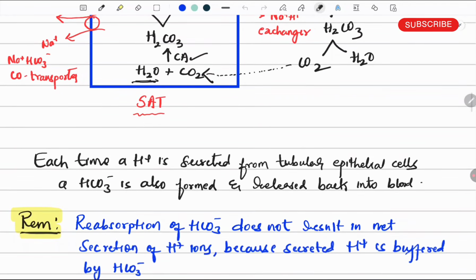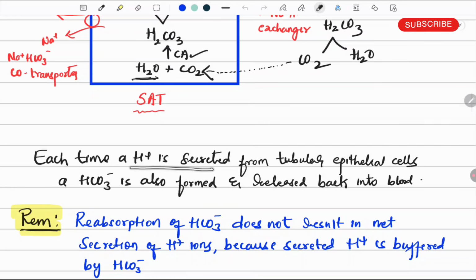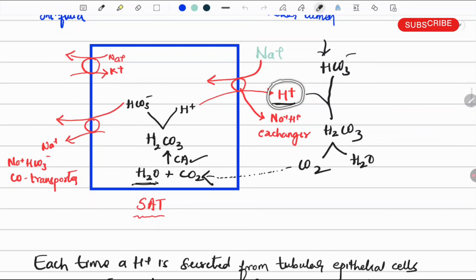The mechanism is secondary active transport. So remember that each time an H plus is secreted from the tubular epithelial cells, a bicarbonate is also formed and released back. So one H plus is secreted, one bicarbonate is reabsorbed.